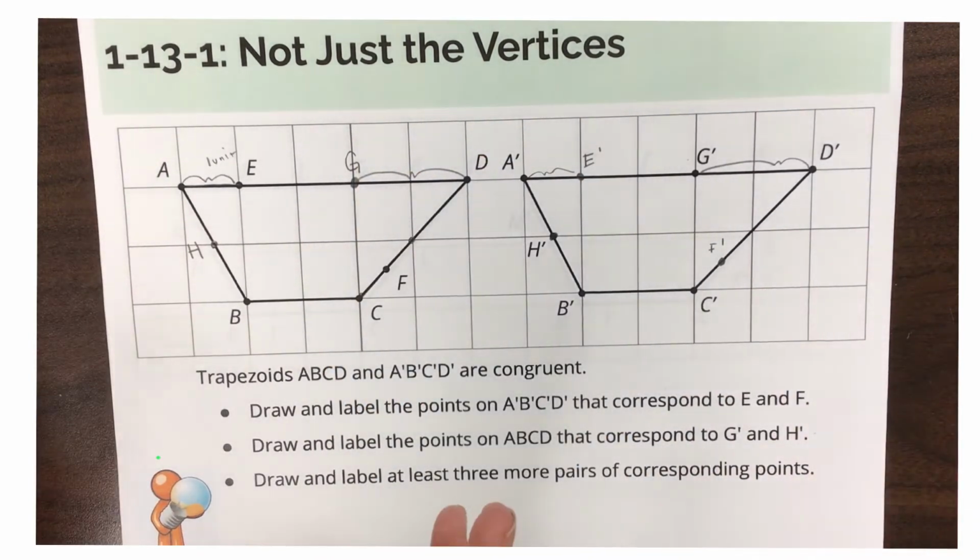Notice that I labeled the objects in our pre-image with just their letters and the objects in the image with the prime value. Now you need to draw and label at least 3 more pairs of corresponding points in your workbooks. Please pause the video and come back in a few moments to check and see what it could look like.